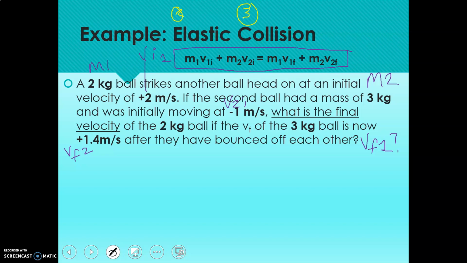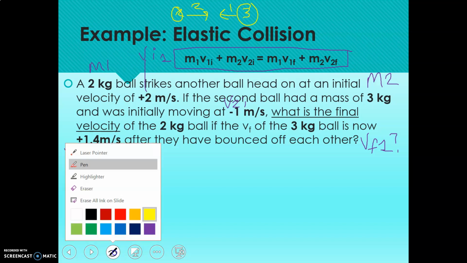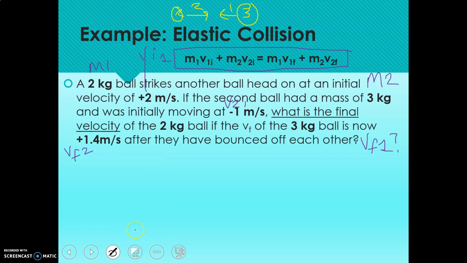The 2-kilogram ball is moving to the right at 2 meters per second. The 3-kilogram ball was moving to the left at 1 meter per second. So that's another way that you can have a visual as well. All right, so I'm just going to go ahead and jump in and plug in based on this equation here. Remember, we're plugging in exactly how this equation is set up.